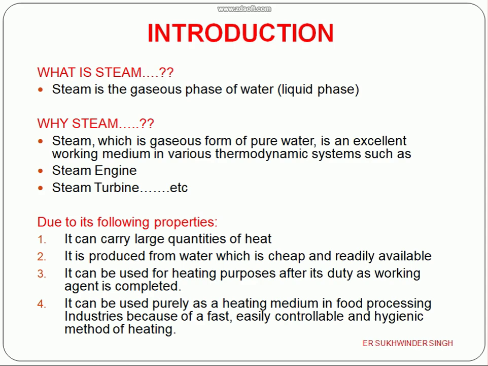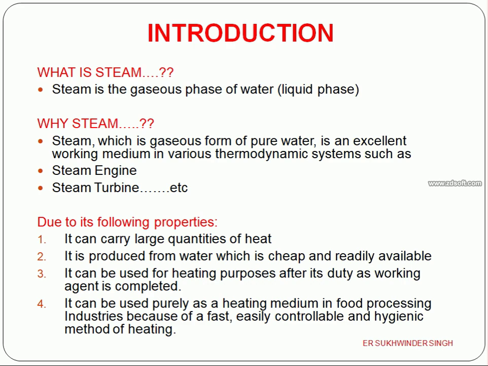Now, steam has certain properties which make it possible to use as a working medium. Let's start with the properties. First of all, it contains a large amount of heat energy. Second, water is the cheapest source and it is easily available at any destination. So we can easily collect water and convert that water into steam.